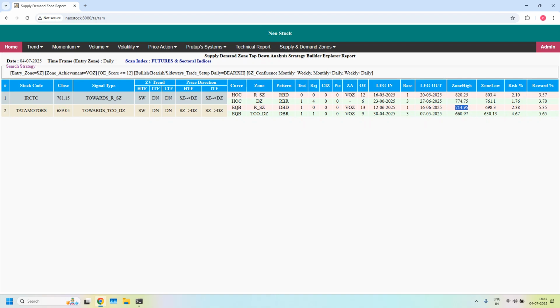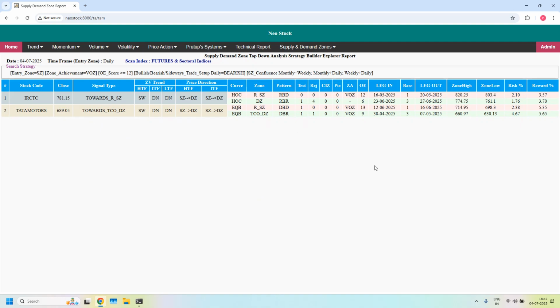$714 is a type 1 proximal entry. Maybe you might have taken a deep trade. Even if you would have taken the type 1 proximal entry, still see, it already gave you around 22 or 23 rupees profit, 25 rupees profit, over 25 rupees profit. Okay, fine.